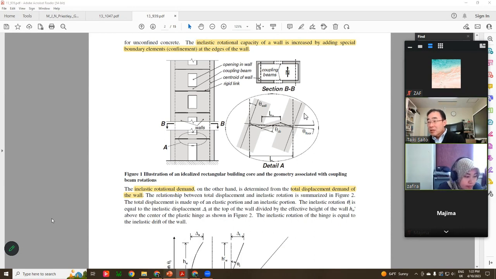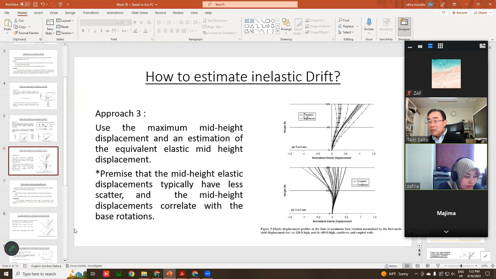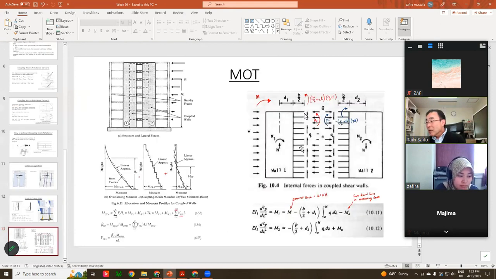This one. Yes. It's the 10.11. We can only use one.